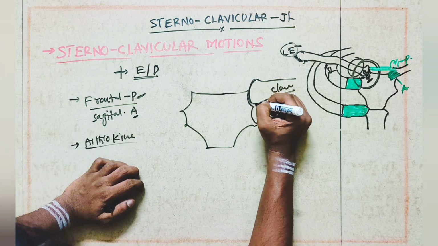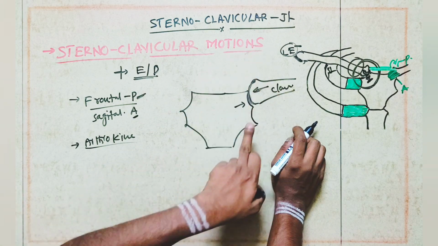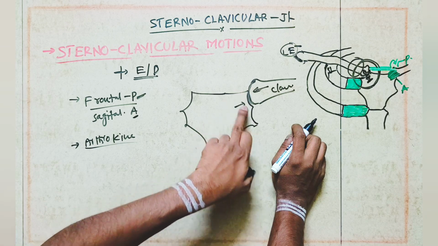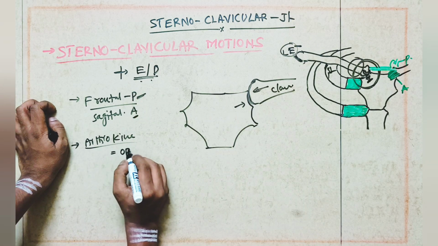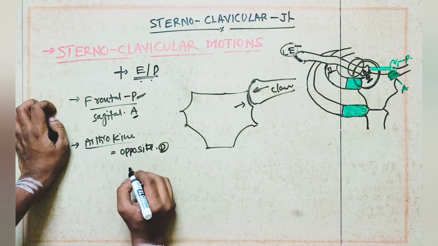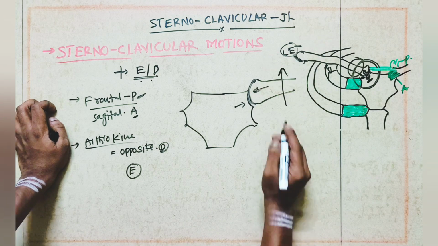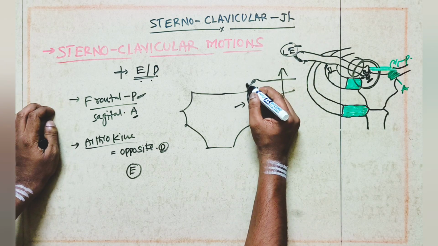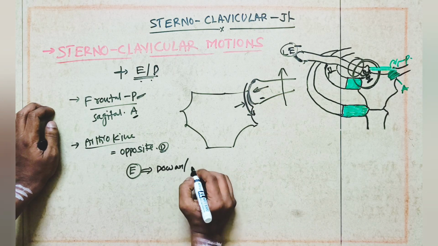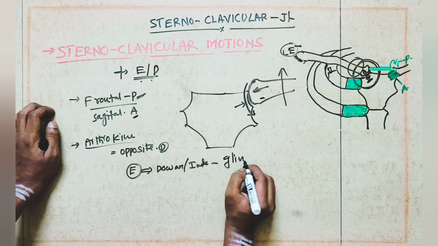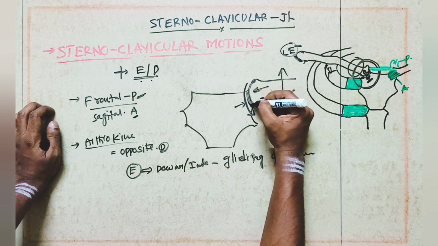the head of the clavicle, otherwise the medial end of the clavicle, is the convex shape, and the articular facet on the manubrium is the concave shape. So when elevation and depression happen here, the arthrokinematics happen in the opposite direction. If the patient is doing elevation, meaning upward movement of the clavicle, the arthrokinematics will happen in the reverse, downward direction. So in elevation, downward or inferior gliding of the clavicle will happen over the manubrium.